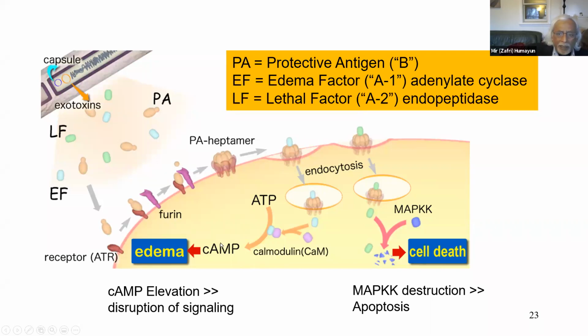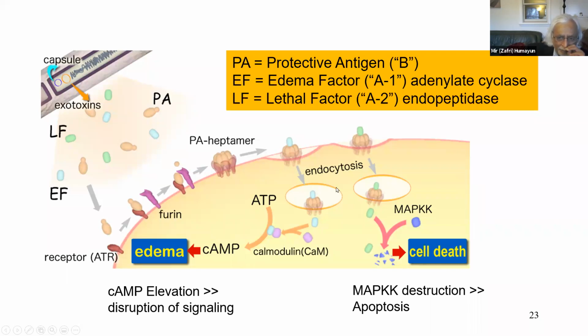Okay? Now, EF or edema factor is shown in blue and lethal factor, LF, is shown in green. Unfortunately, these two colors are not very well differentiated, but there is that color difference. This is blue, this is green, okay? Blue is edema factor, green is lethal factor, okay? Both of them are delivered to the interior by binding to the PA heptamer at the cell surface.